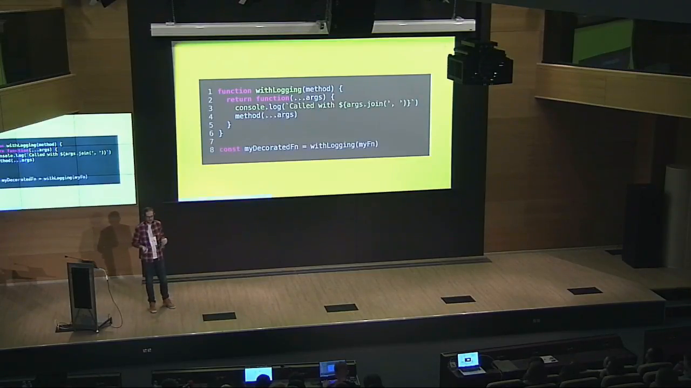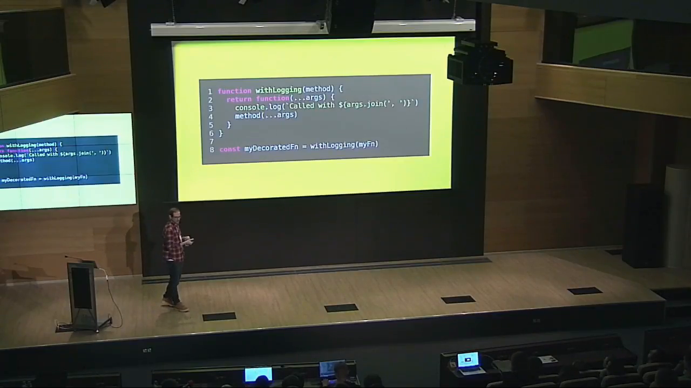So to use it, we just get the function that we want to decorate, pass it to the withLogging function, and we get back our decorated function. It's a little bit more verbose or more explicit than using the @ syntax for decorators in classes, but it works.